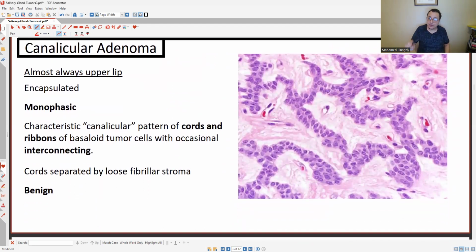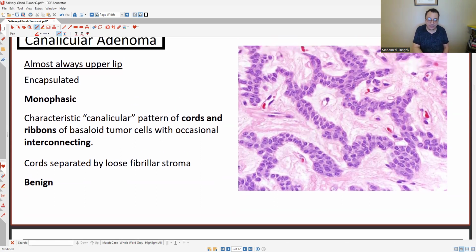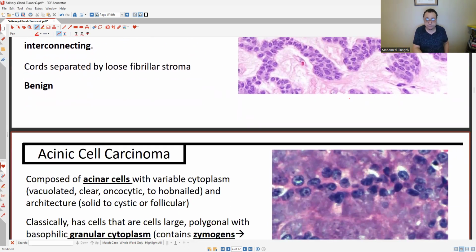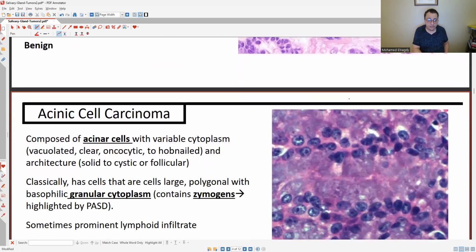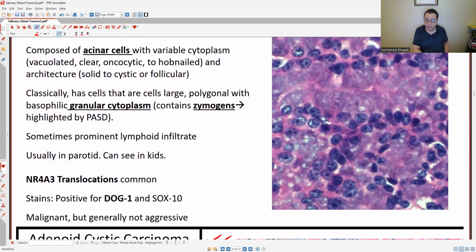And then the canalicular carcinoma, you have these canals, which look like water canals, which you draw on a map. So they are like anastomosing water canals or anastomosing canals of blue cells, cords and ribbons interconnecting. And it usually exclusively comes from the upper lip.